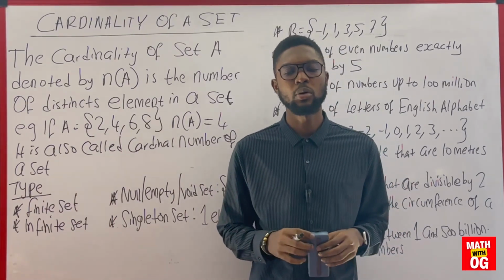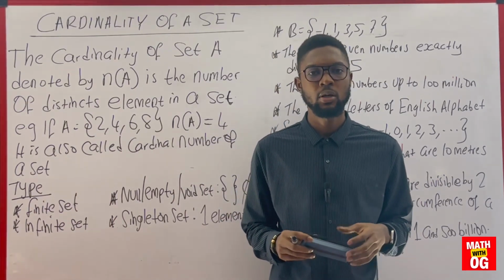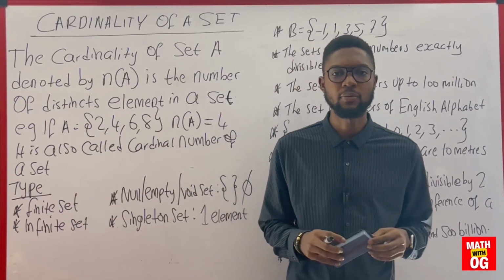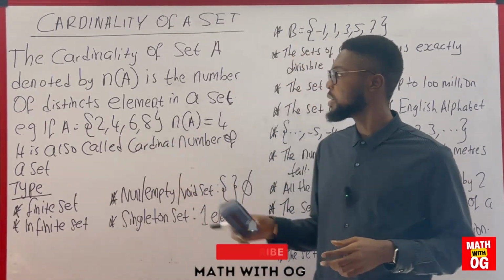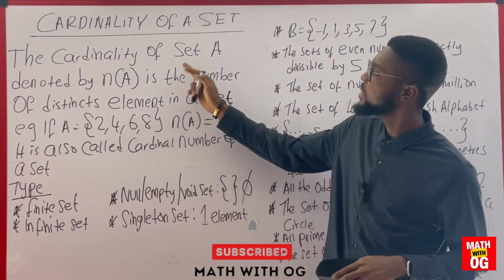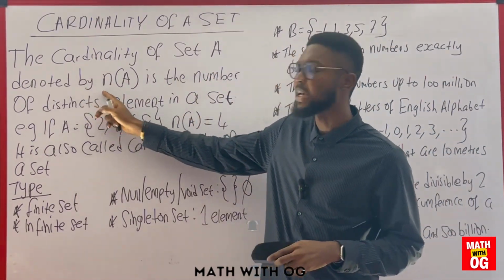Still on sets, we'll be looking at the cardinality of a set. You must have heard the word cardinality before on that set. So what does it actually mean? Now, as you can see on the board, the cardinality of a set A is denoted by n(A).